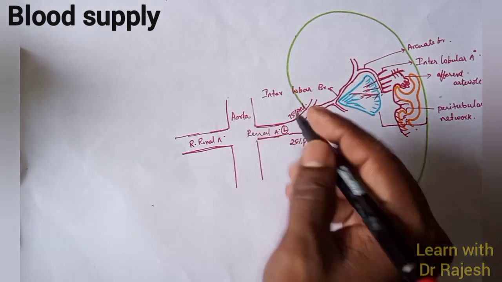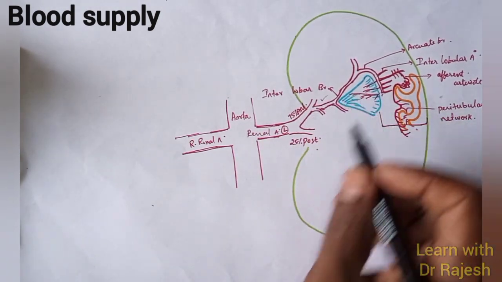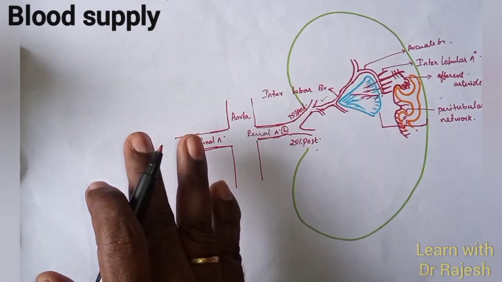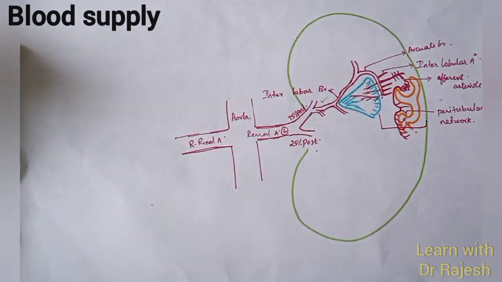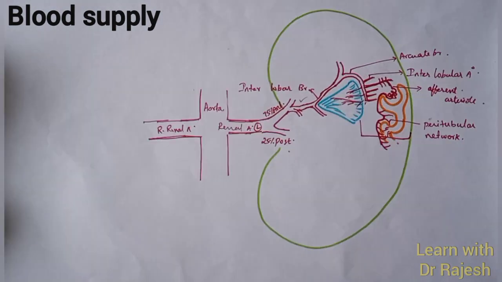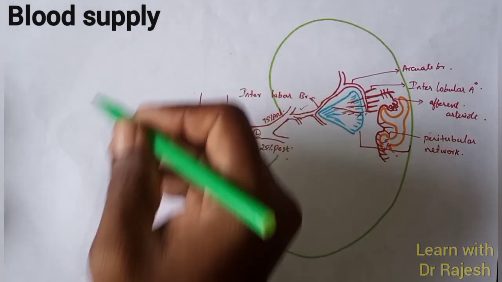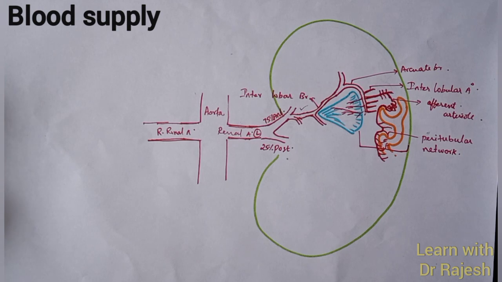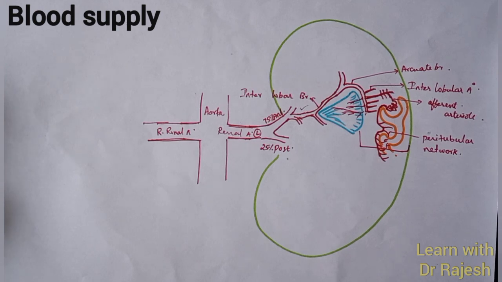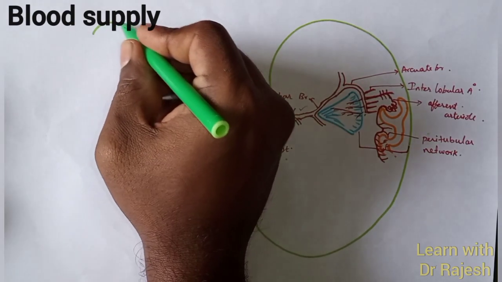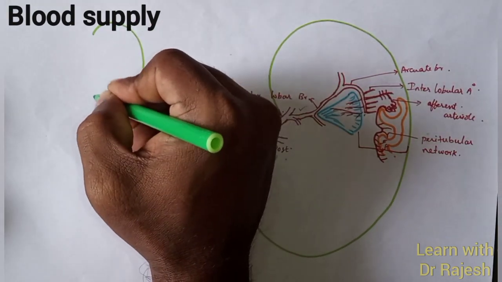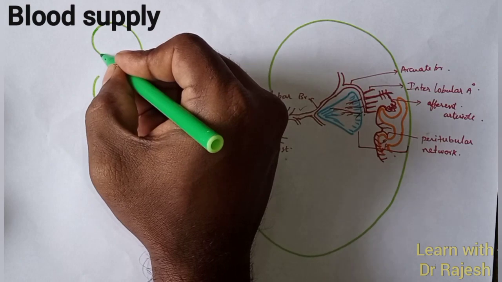Depending on the number of segmental arteries, we are dividing the kidney into regions. If you see the renal segments depending on the arterial distribution, the kidney can be divided into 5 segments. For both the right and the left kidney, we have 5 arterial segments.